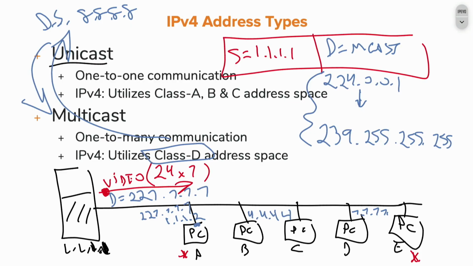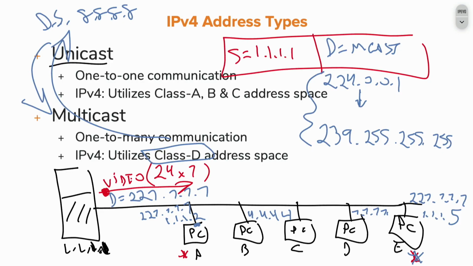Now maybe a few minutes later, PC E says, you know what? I'd like to watch the news as well. He does the same thing. He sends a packet to the directory server. He finds out that the news is going to 227.7.7.7. So maybe his original address was 1.1.1.5, but now he programs his NIC card to also listen to 227.7.7.7. And now he can get a copy of that packet as well.